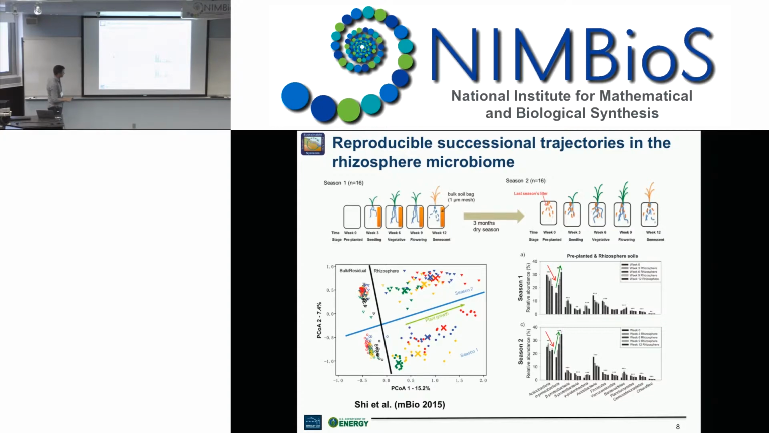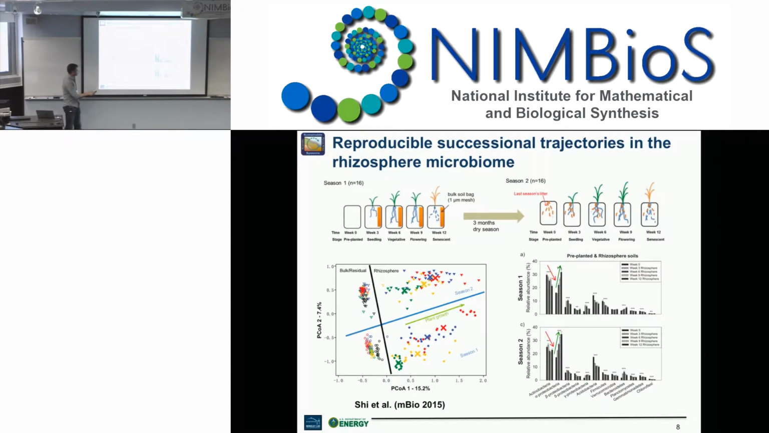What you can see here is that on this axis, they follow the same pattern. So, reproducible. They're different across this axis because these ones have the dead roots from the previous year. So there's some difference here, but the successional patterns are the same according to rhizosphere development.